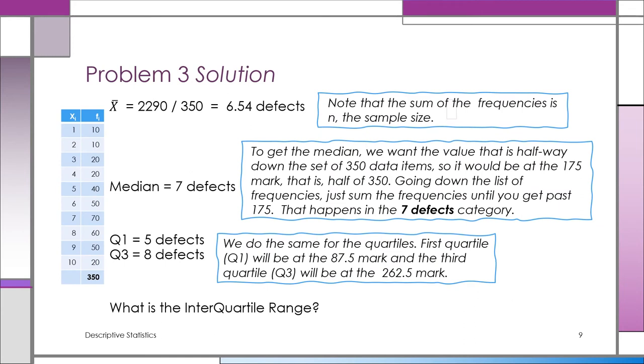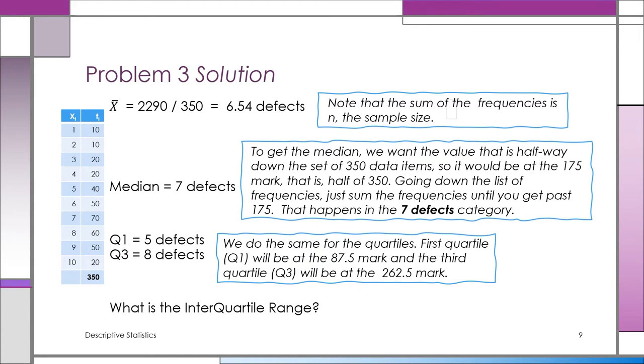The mean, okay, that's just 2,290 over 350. So the average number of defects is 6.54, if you want to go to two decimal places. Okay? Always remember the sum of the frequencies is N. That's your sample size. Okay, now the median. Now remember, we're looking at N of 350. There were 350 cars.